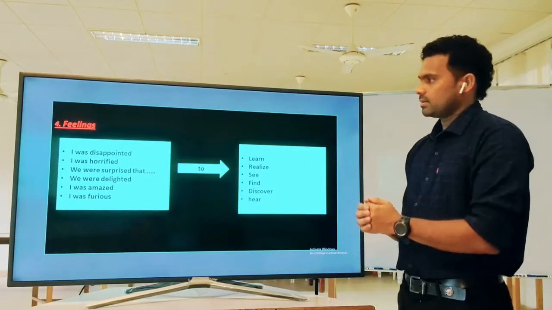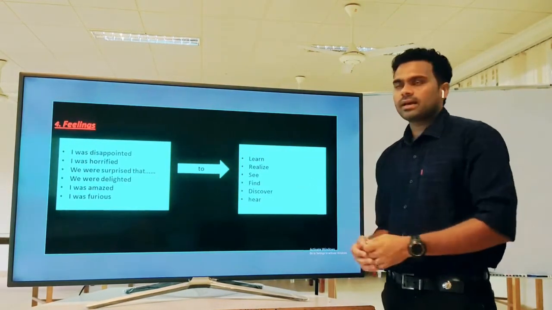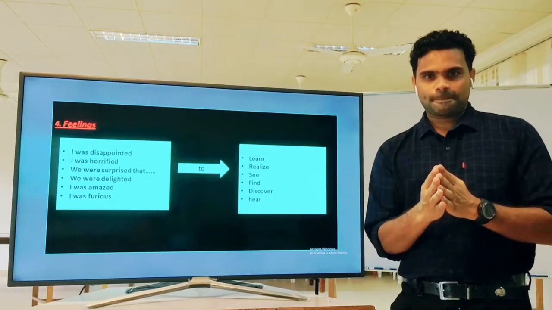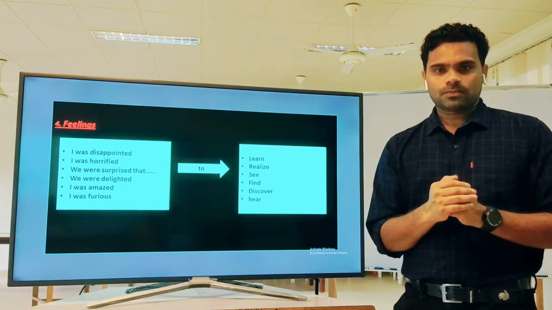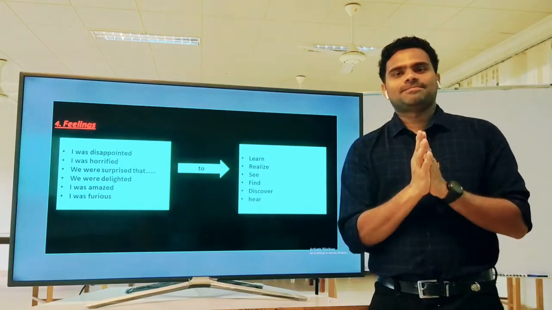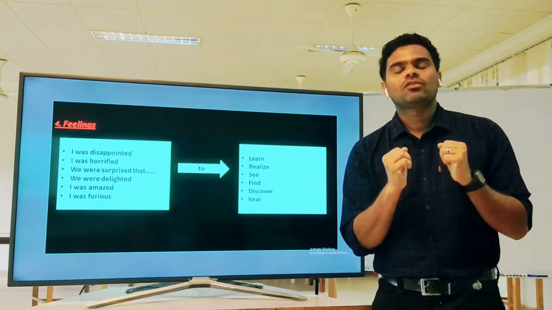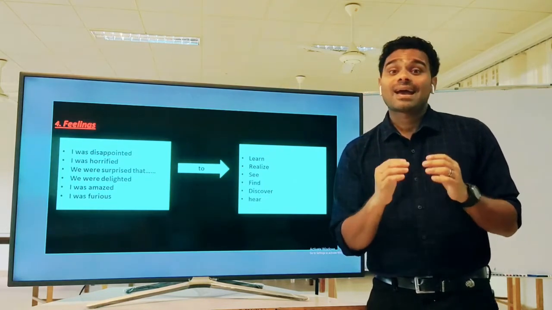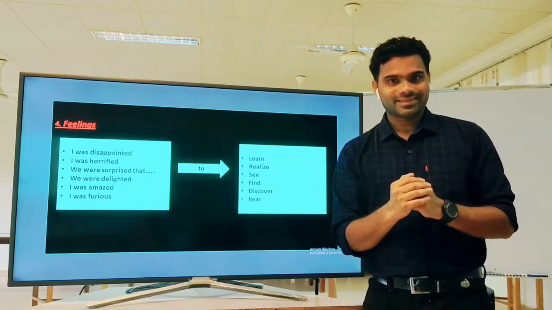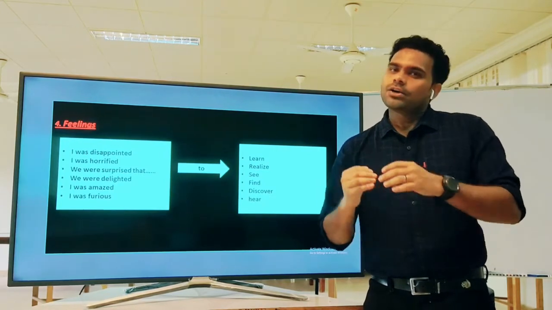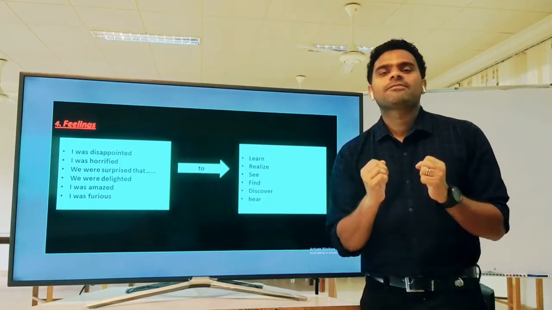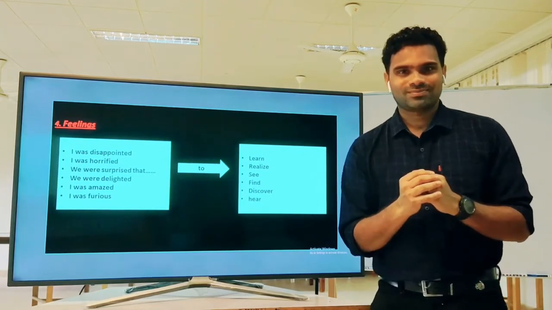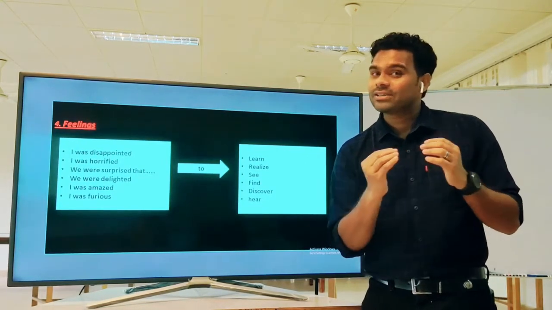Next, feelings. Show related feelings and how they change during the narrative. Suppose you get stuck in a lift. What will be your feeling? You will be upset and scared. Soon after, the lift operator came and fixed the trouble. Now, how do you feel? Relieved.